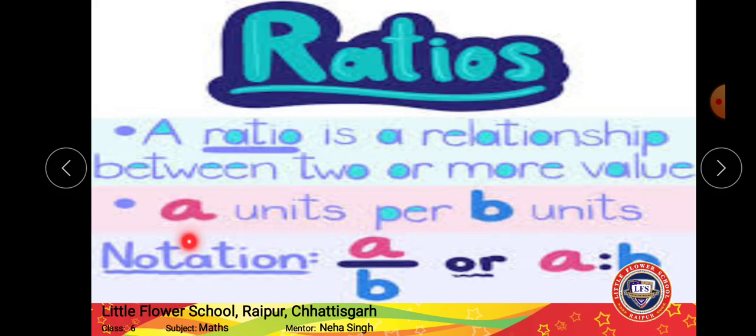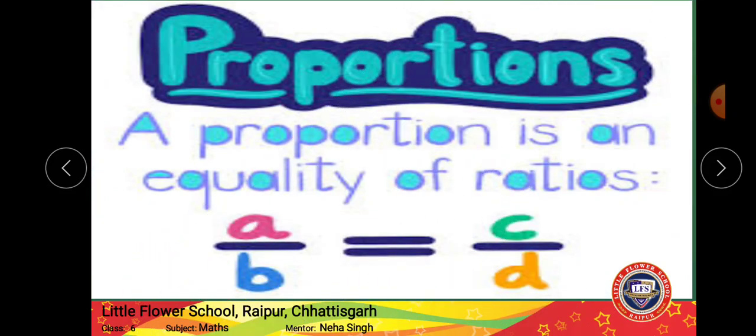It's like this: A units per B units. Suppose there are 20 students in a class and I have 40 chocolates to distribute. So what will be the ratio? What will be the number of chocolates each student will get? That will be 2 chocolates per student, right? The ratio of the chocolates will be 2:1. 2 chocolates will be given to one student. We write it as A by B or A ratio B. This is the sign. Okay, this was ratio.